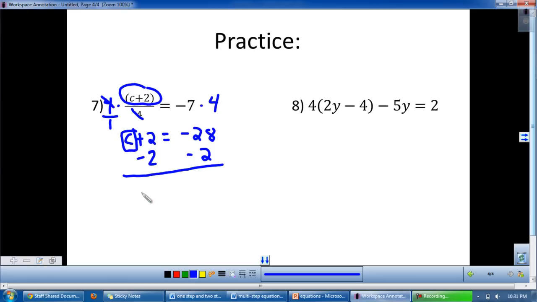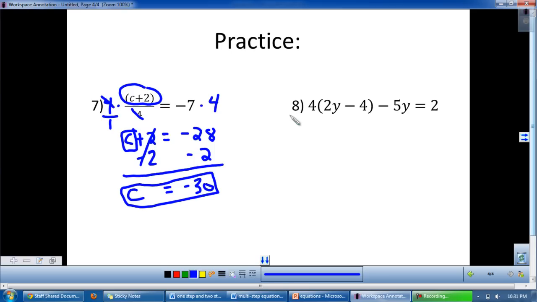Okay. So we're going to bring down the c. Plus 2 and minus 2, that cancel out. Bring down the equal sign. Negative 28 minus 2, that's negative 30. So then our solution for our equation is c equals negative 30. And this is actually more of a two-step equation than a multi-step equation. Alright, so you kind of lucked out.